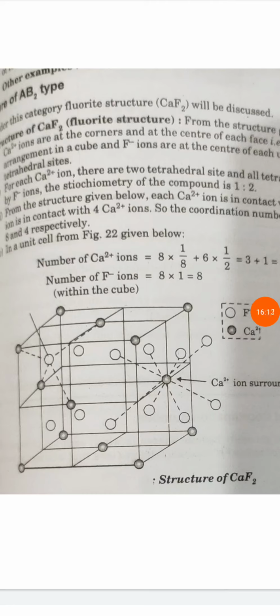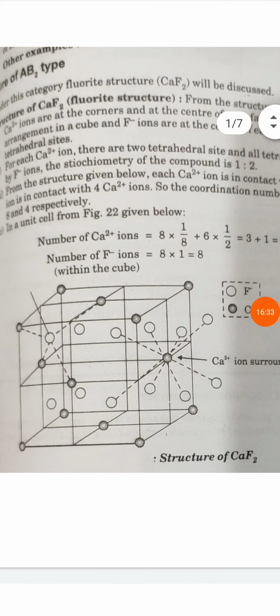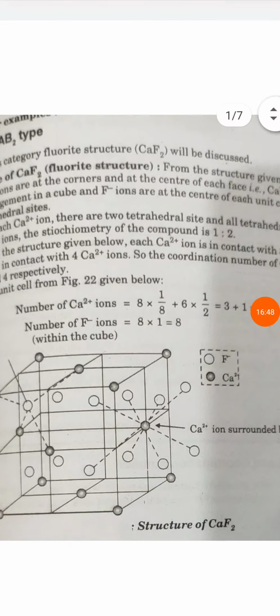The points to remember in this are that a particle at a corner of a unit cell is shared between 8 unit cells, hence its contribution is 1/8. And a particle at a face center of a unit cell is shared between 2 unit cells, so its contribution is 1/2. Then we will study the radius ratio effect and the coordination number.